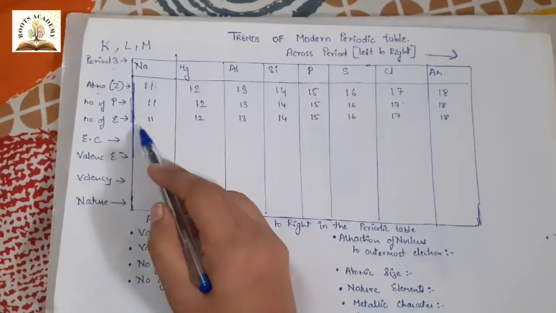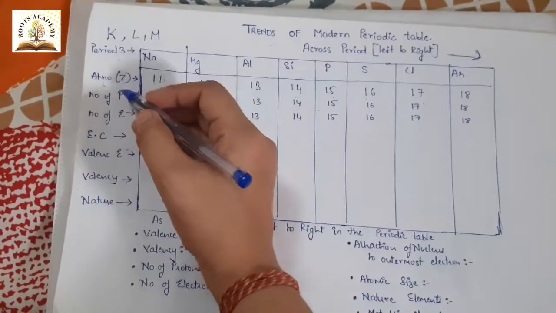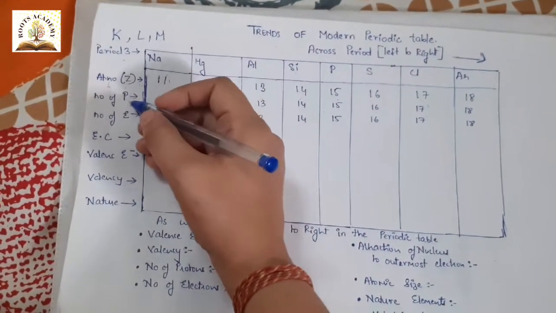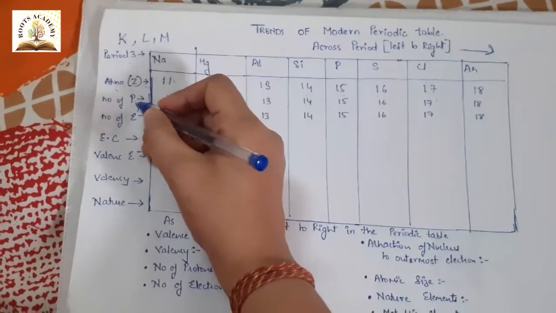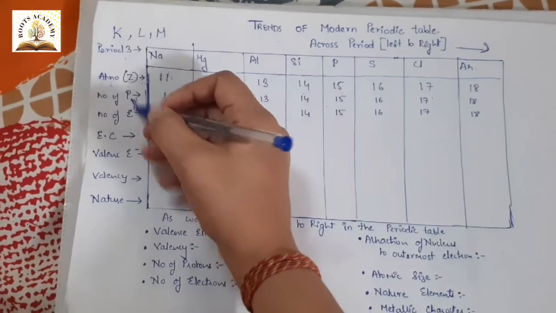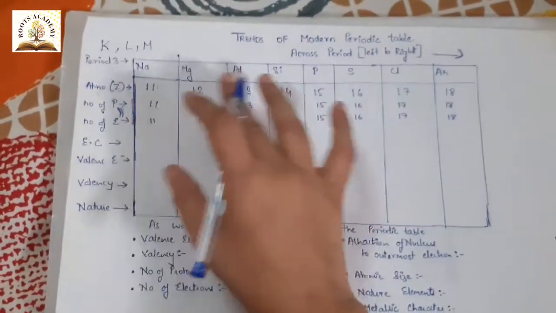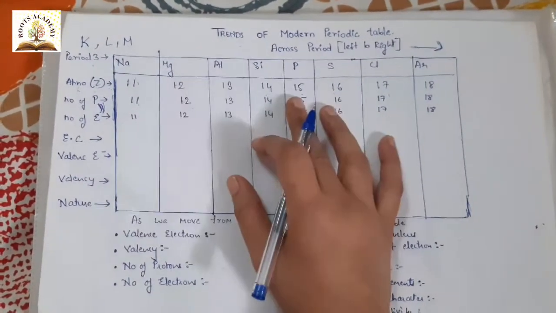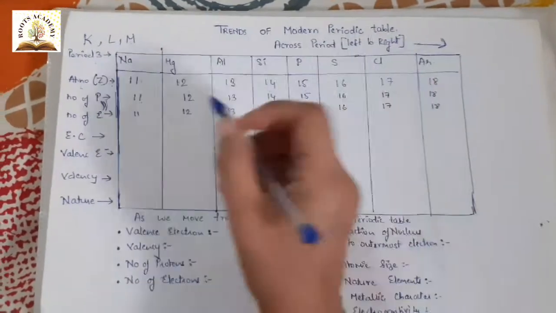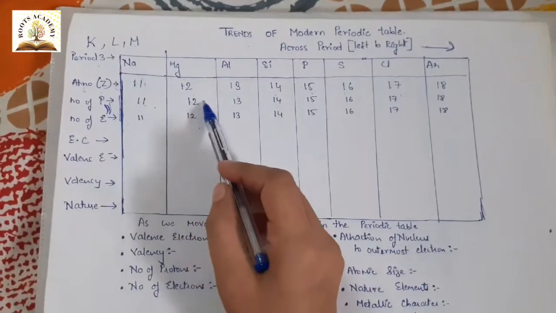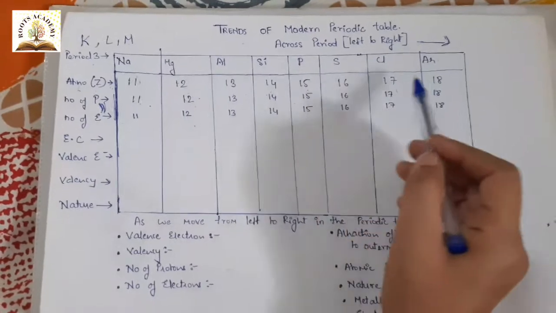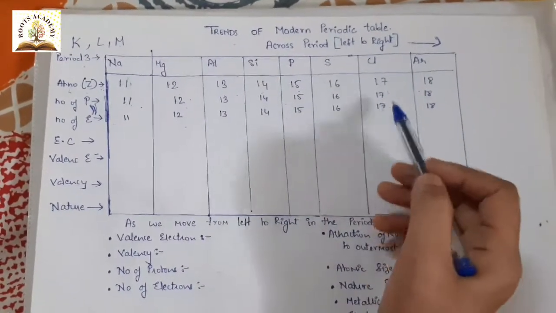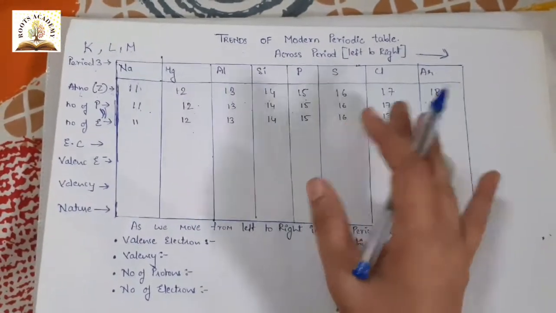Electrons also have the same number, as the definition says that atomic number is equal to the number of protons or electrons. That is the reason my protons and electrons will be equal, the same number. Now what you are seeing over here, as we are moving from left to right, the number of positive charges, that is the number of protons, is also increasing. The number of electrons is also increasing by 1 when you are moving from left to right.